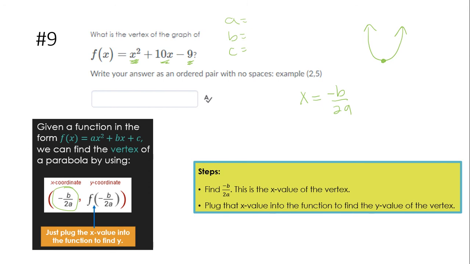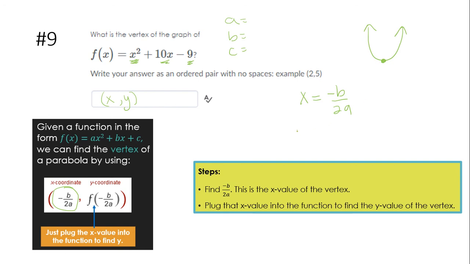Once you find x, you're going to take that answer and plug it back into your function. So hypothetically speaking, let's say you get 1 for x. We'd take that 1, plug it in for x, get your answer for y, and that would be your solution here. So x comma y, that's how you type it in.